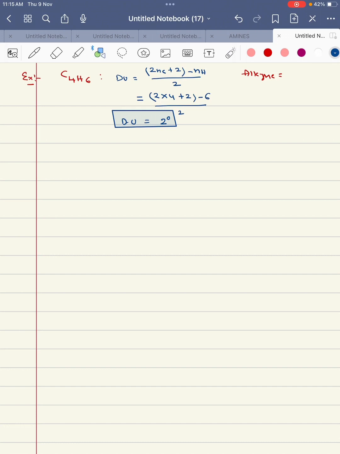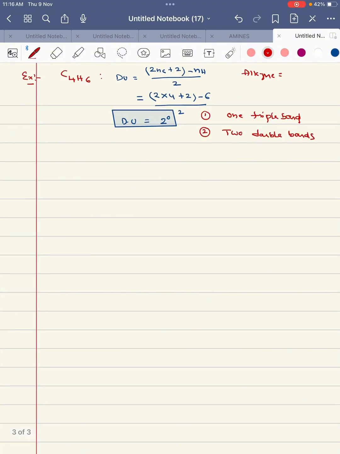Tell me, at the very beginning I said, what are the possibilities here? One possibility is 1 triple bond. And what is one more possibility? 1 triple bond is equivalent to 2 double bonds. So here 2 double bonds are also possible.